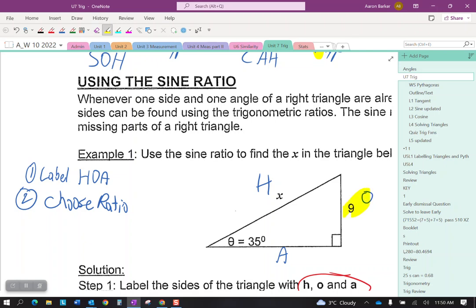You know something about O. You know this dimension is 9. You want to find X, so you care about H. Which side do you not care about? A. Who cares? We don't know its dimension, and we don't want to find it. So we ignore it. What we have is O and H.